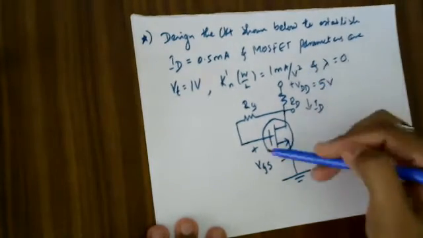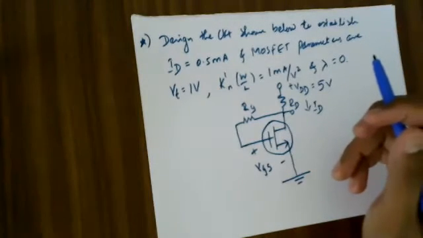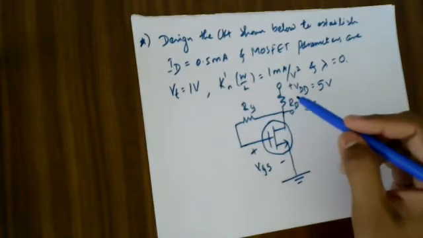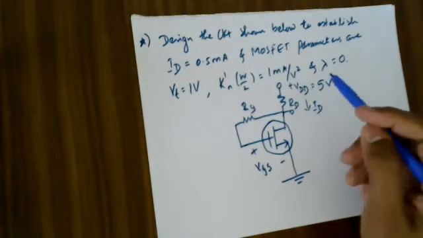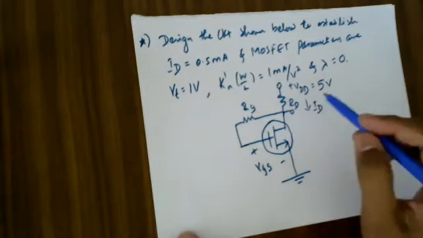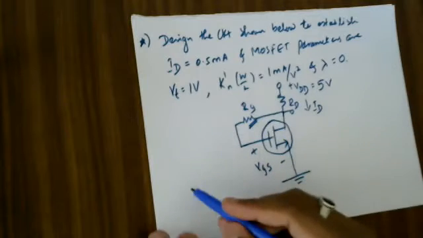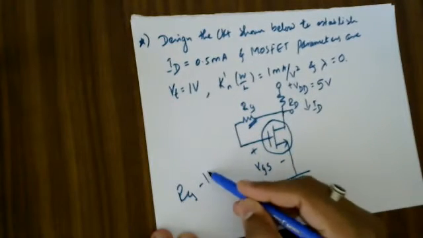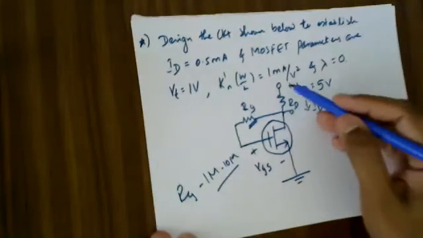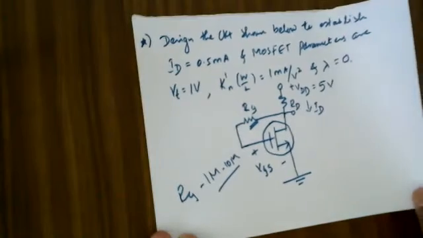So he is asking us to design this. Design this circuit means what now? I need to simply compute the values of RG and RD, right? Is it clear to you? Now, when it comes to designing the value of RG, I know that RG has to be selected between 1 megaohm to 10 megaohm. It means what is left out? Only I should design the value for the RD.